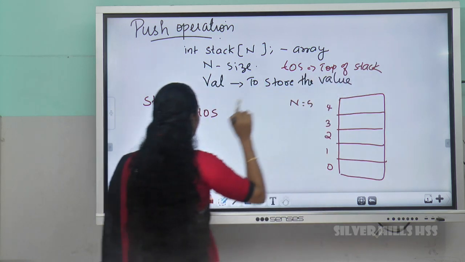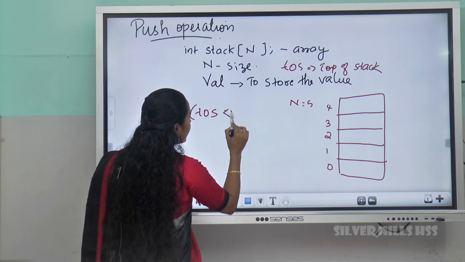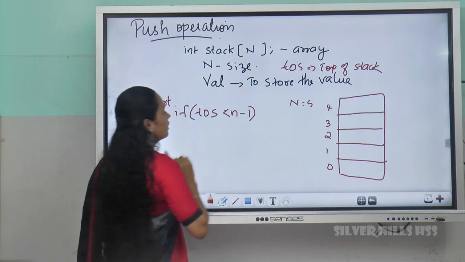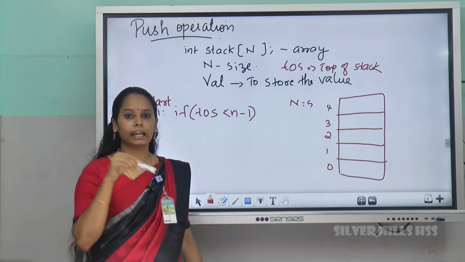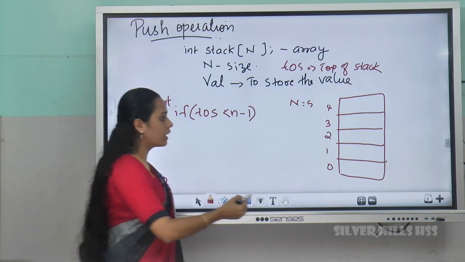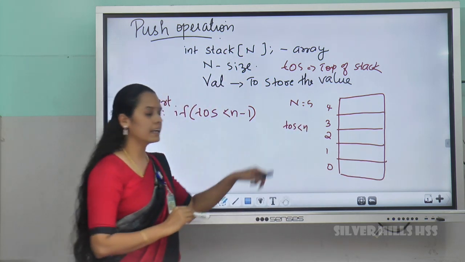Top of stack. So we have to check if TOS is less than n minus 1. What is meant by less than n minus 1? Why are we not writing TOS less than n? Why can't we write like that?